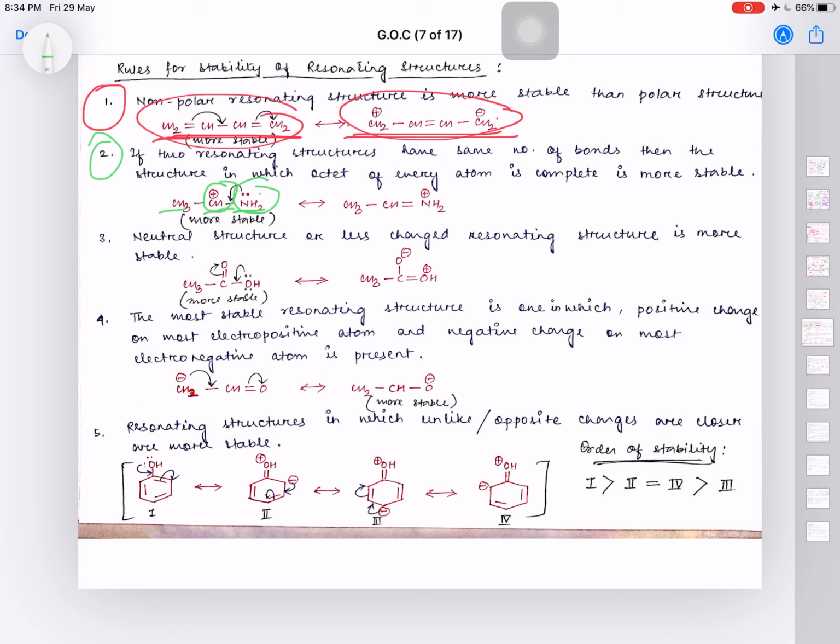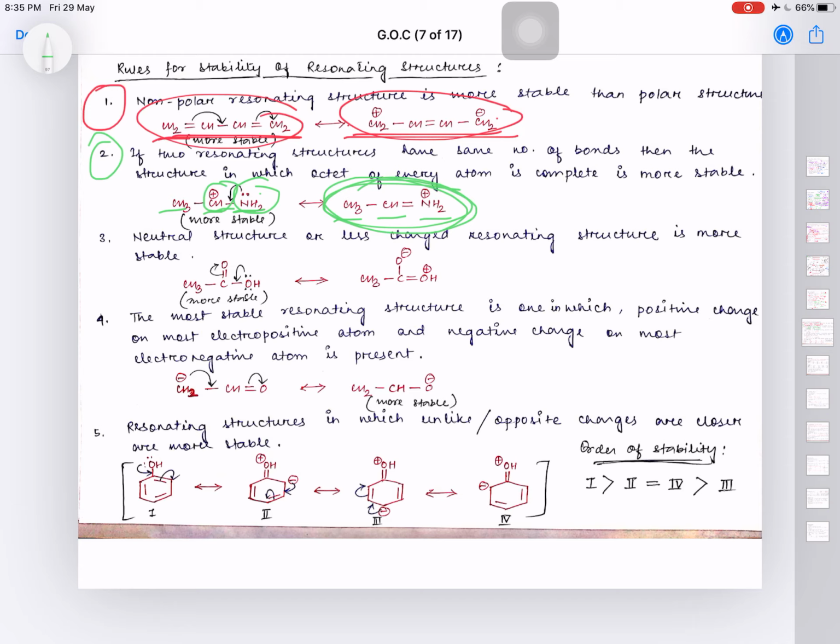Okay, but if you draw the resonating structure, you see this nitrogen, then the central carbon, and this terminal CH3, all the atoms are obeying the octet rule. They are having 8 electrons in their valence shell. So as a result, this structure is more stable compared to the first one.